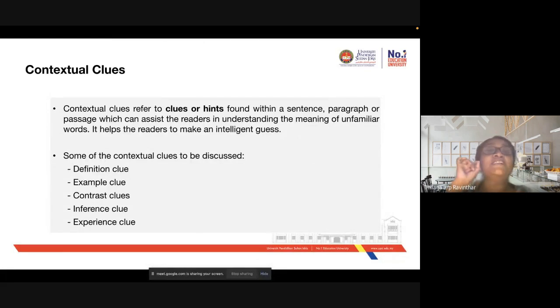And contextual clues. These are words or phrases that you usually find in the paragraphs that tell us a bit about certain words we are unfamiliar with. Usually these words are bold or italicized. So when they ask you to find the meaning of these words, you try to look for contextual clues. Look at the word and see whether there are any other words that give us a little hint on what it is all about.